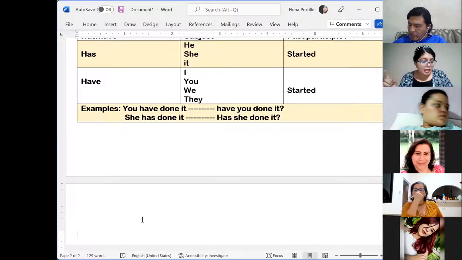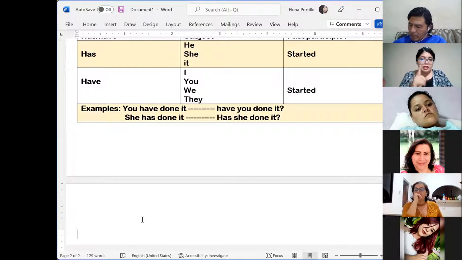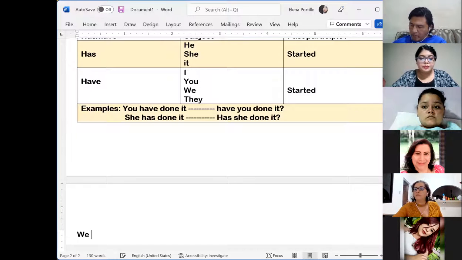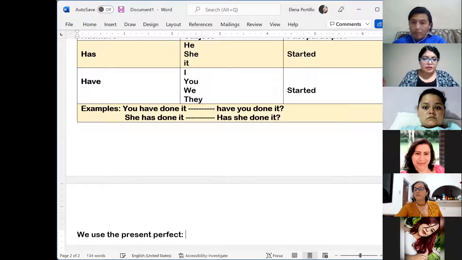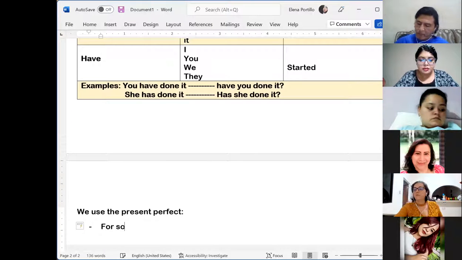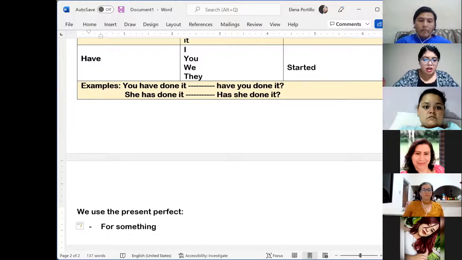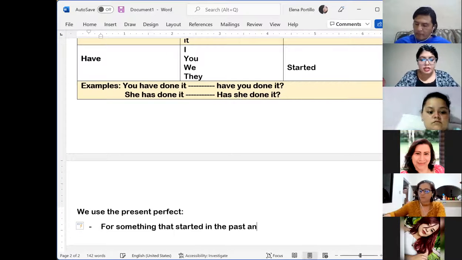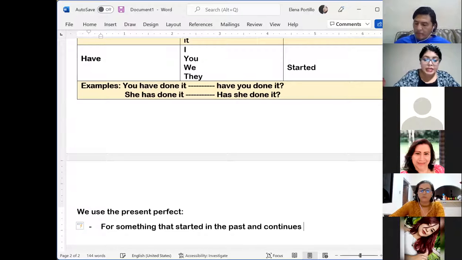So we are going to talk about the present tense or present perfect tense. So we have the structure first, but now we are going to talk about the uses. So we use the present perfect and we have here some uses. The first one, for something that started in the past and continues in the present.